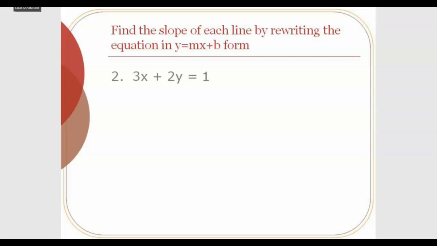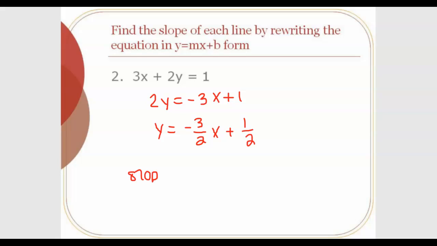Find the slope of each line by rewriting the equation in y equals mx plus b form. So we subtract 3x, divide by 2, and our slope is negative 3/2, and my y-intercept is 1/2. And as an ordered pair, it's (0, 1/2). Remember that a y-intercept is a y value.